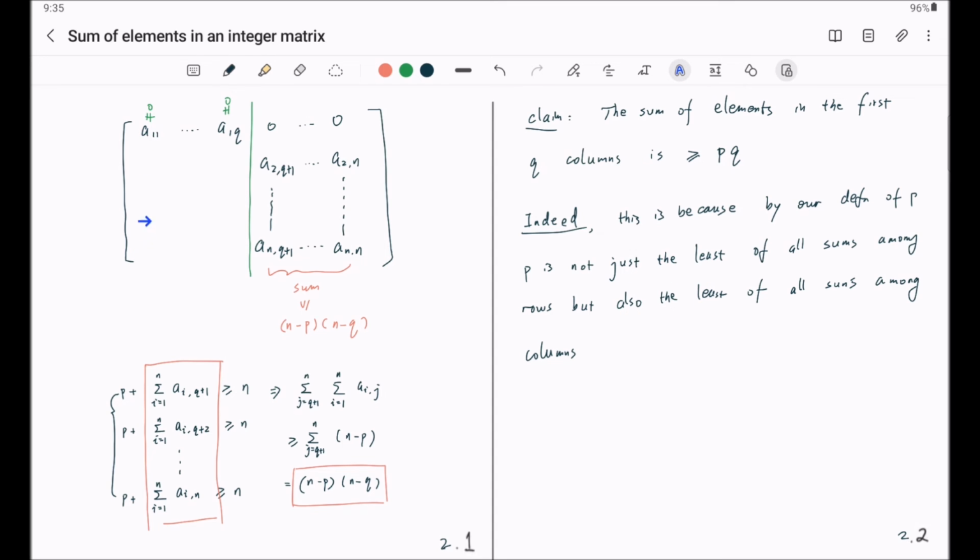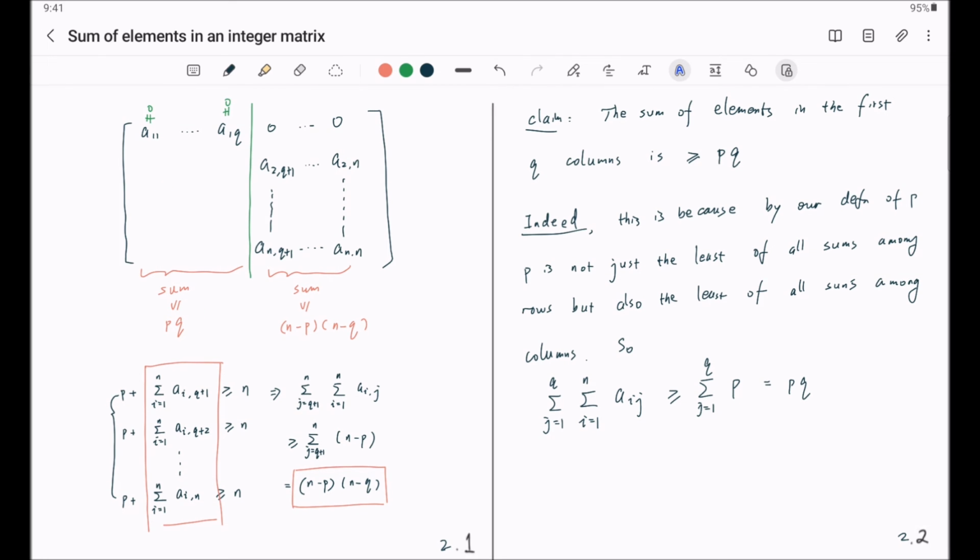This tells us each of the first q columns, if you look at the summation of all elements in those columns, in each particular column, then that sum will be greater or equal to p, because p is the list. Which is just p times q. So sum of elements in this part is greater or equal to p times q. So now we have a lower bound for the sum of elements on the left hand side and a lower bound for the sum of elements on the right hand side, which is add them up.